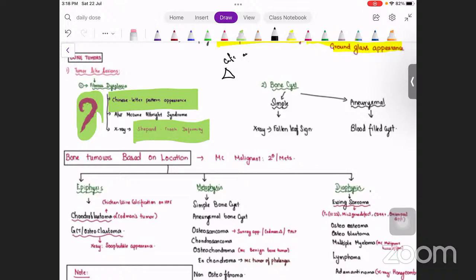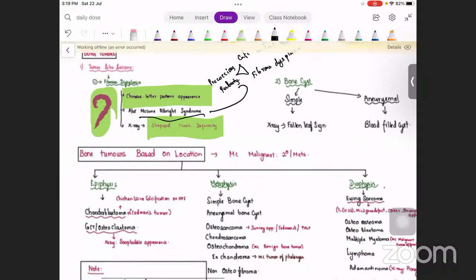Cafe-au-lait spots. Then fibrous dysplasia, which we are seeing here, fibrous dysplasia of your bone, or polyostotic fibrous dysplasia. And you may see precocious puberty. These are the three features that show the triad of your McCune-Albright syndrome. Yes or no? We studied that yesterday in gynecology regarding precocious puberty. Today we are studying the same thing in orthopedics for the fibrous dysplasia. Then you have the X-ray which shows a Shepherd-Crook deformity.